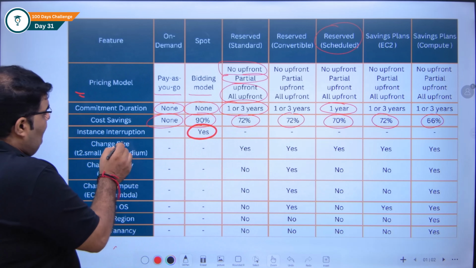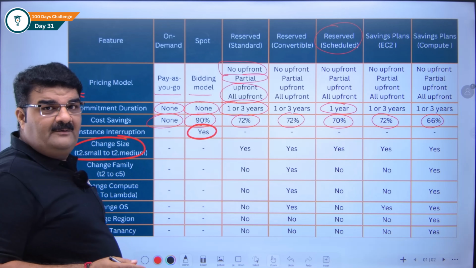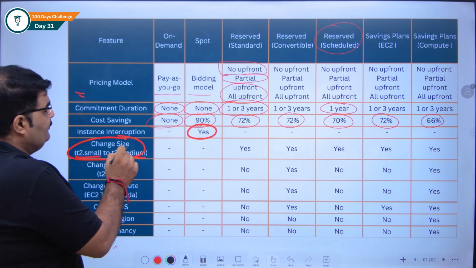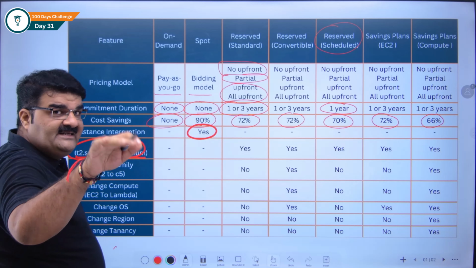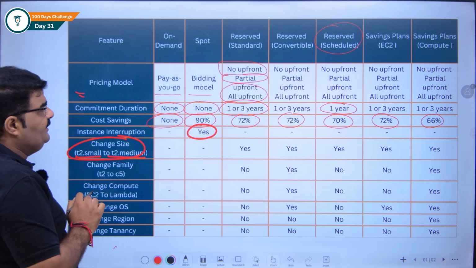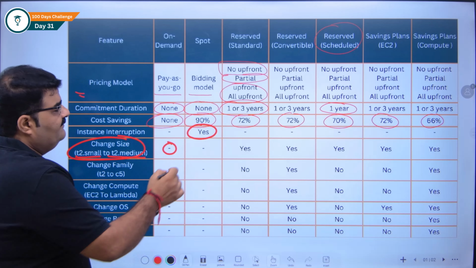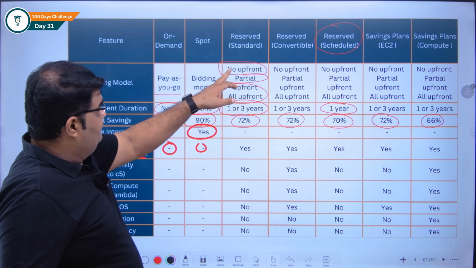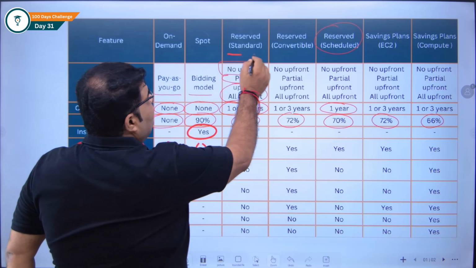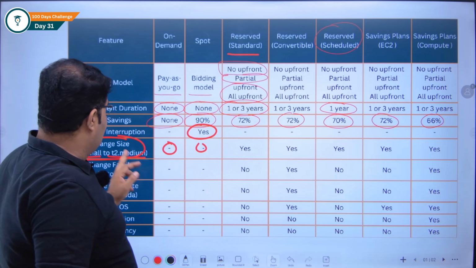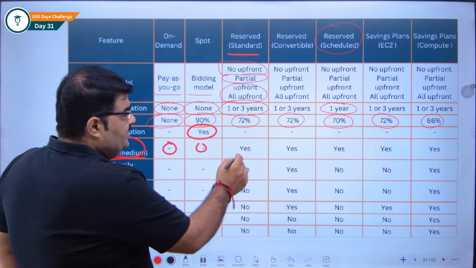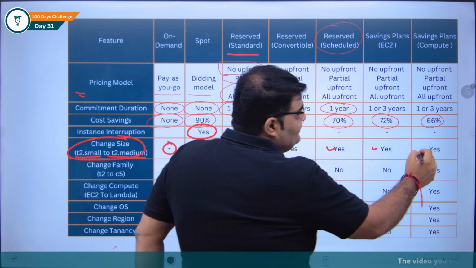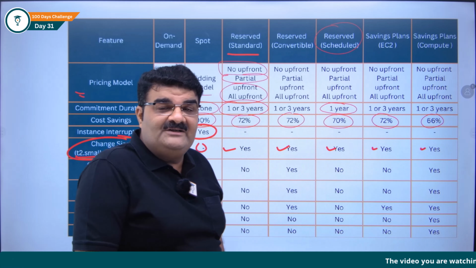Then if we talk about change size, what is the meaning of change size? Suppose I have a T2 small instance and I want to change it to T2 medium, changing size within the same family. Can I do this? In on-demand, we can terminate and create a new one, right? If we are talking about reserved instance, in the standard type, it allows us to change from T2 micro to T2 medium. Yes, we can change this. So it is a great flexibility.